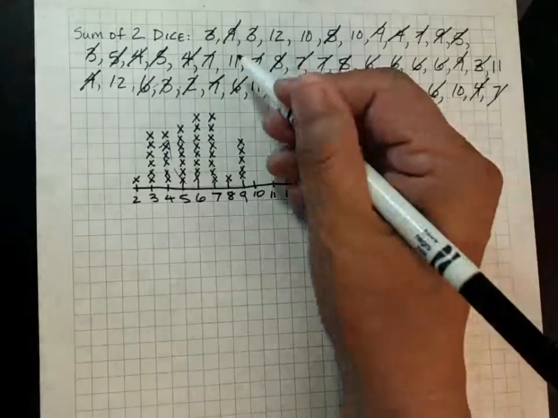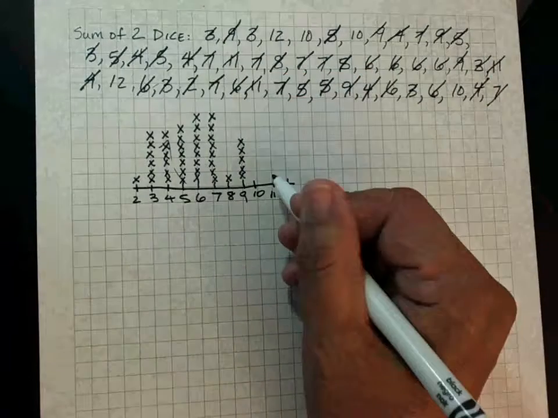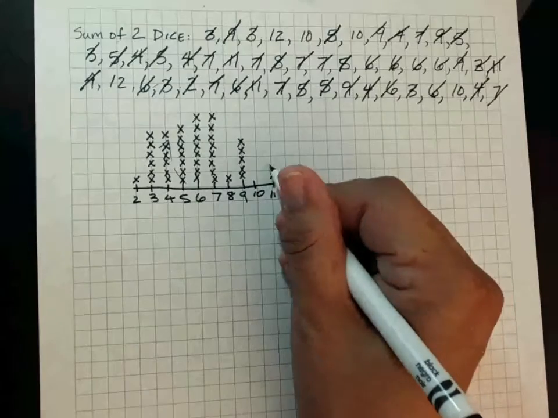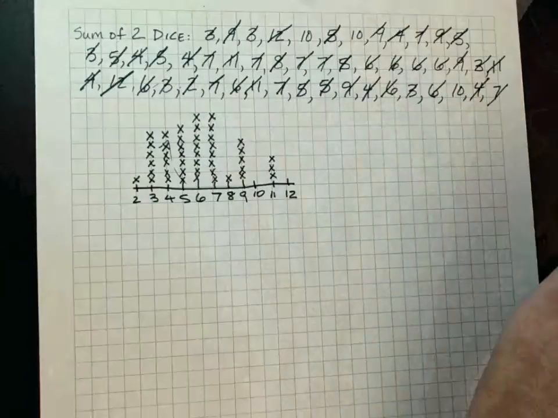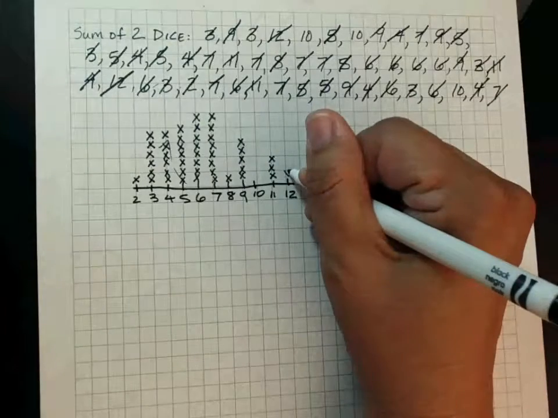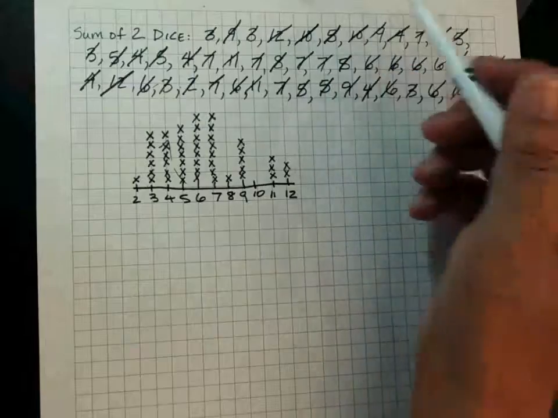And we got some 11's. 1, 2, 3. 3 11's. I see some 12's. 1, 2. Just 2 12's. And then finally it looks like I have 3 10's.